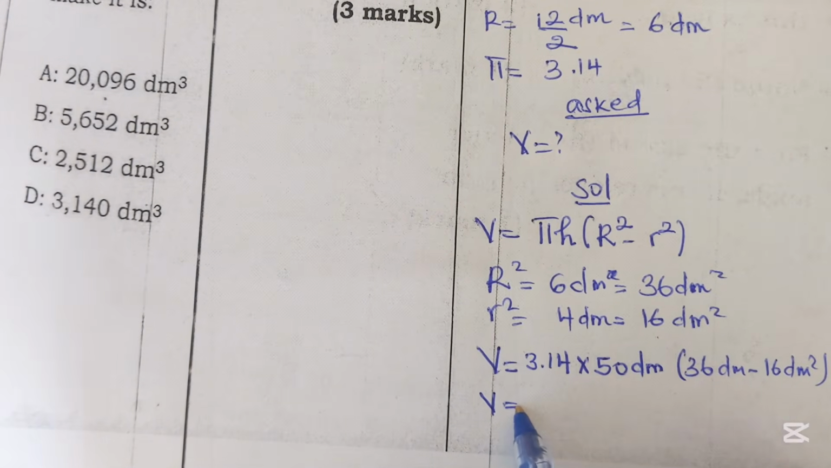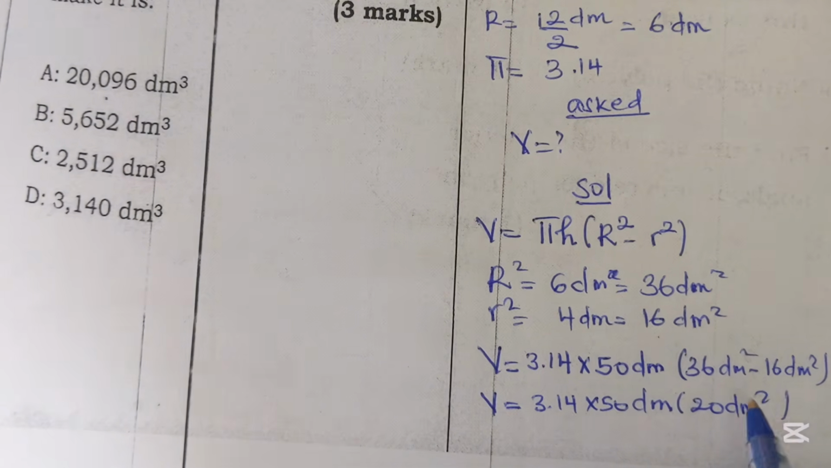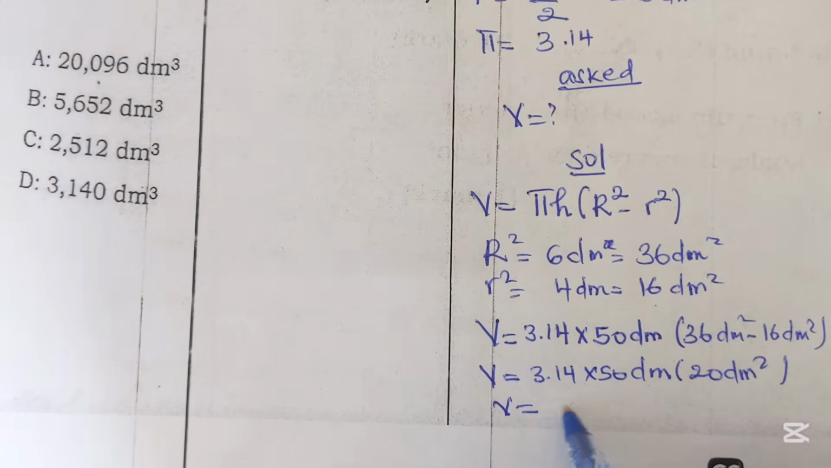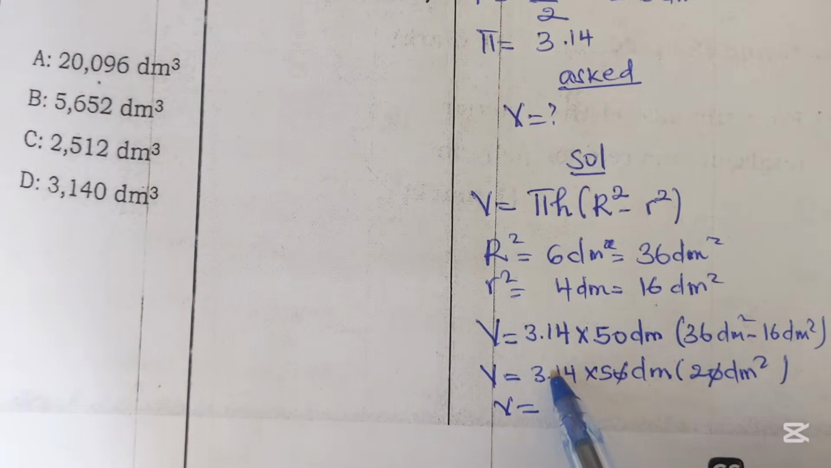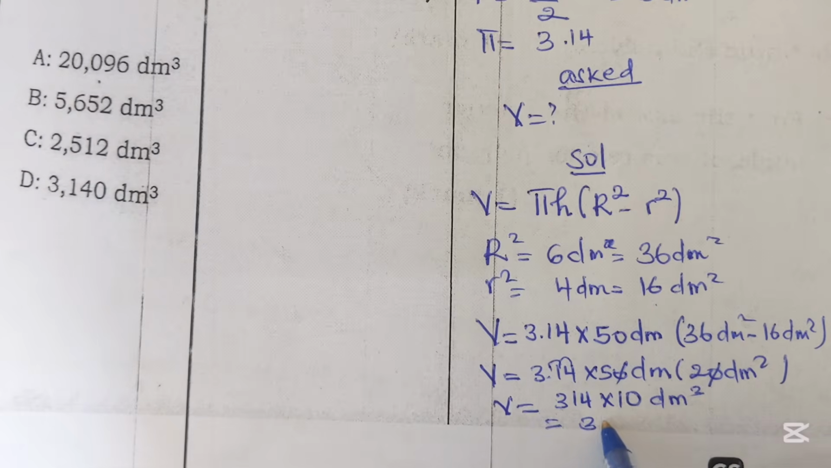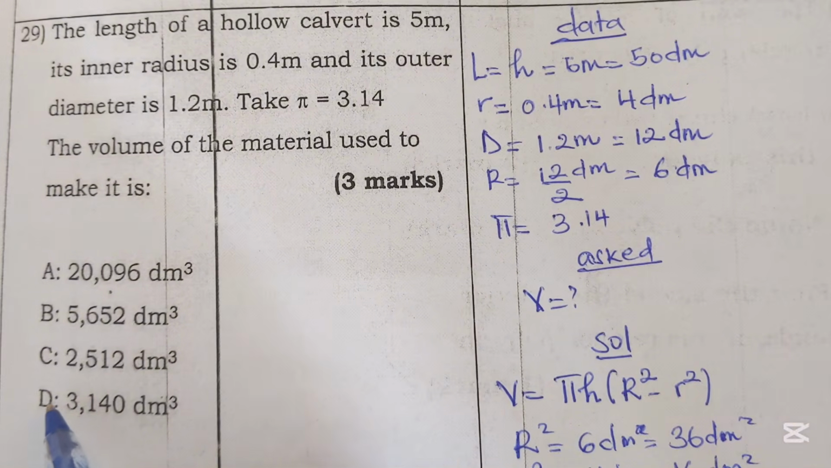Then the volume here will be 3.14 times 50 decimeters times 20 decimeters squared. The zero cancels with the 50 to get 314 times 10 decimeters cubed, and the answer will be 3,140 decimeters cubed. Then the answer will be letter D.